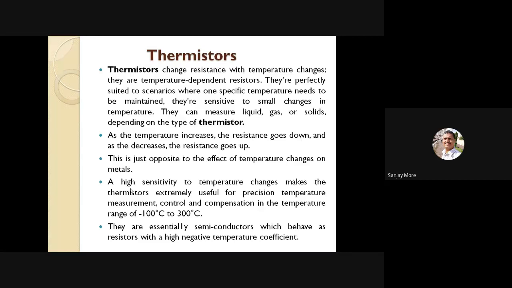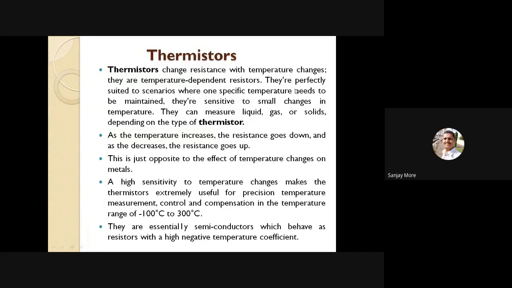So here are the details: principle, construction, working, and advantages and disadvantages of the thermistor. See the principle of thermistor. It changes resistance with temperature changes. See this line: thermistor changes resistance with temperature changes. Okay. It is a temperature dependent resistance.